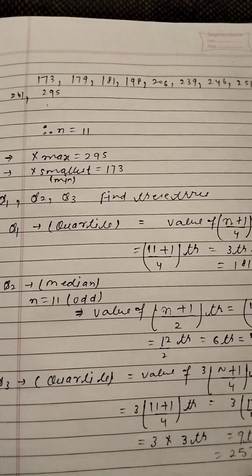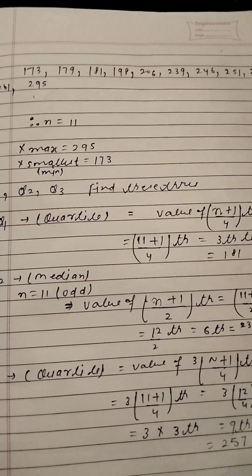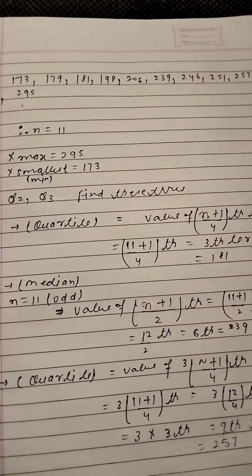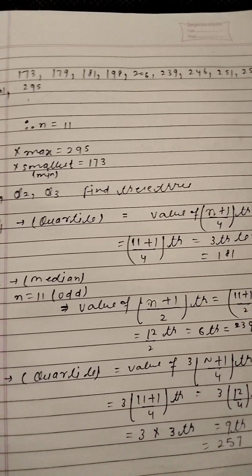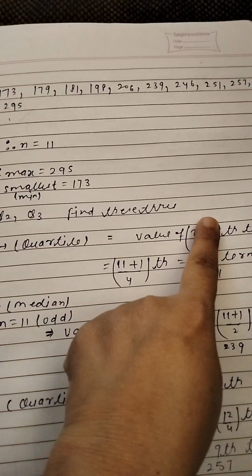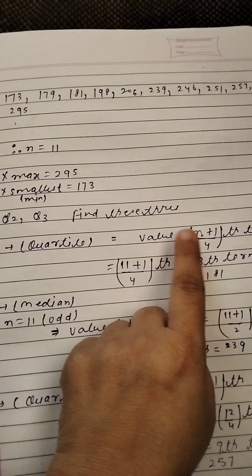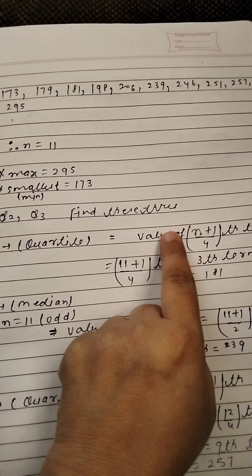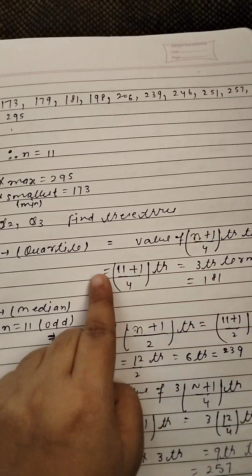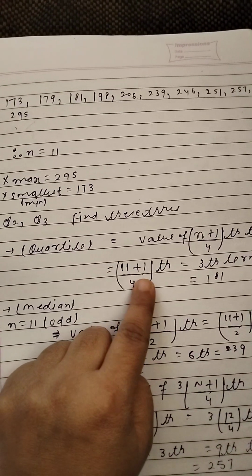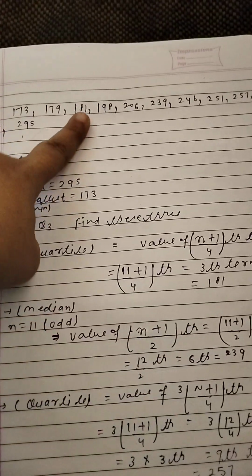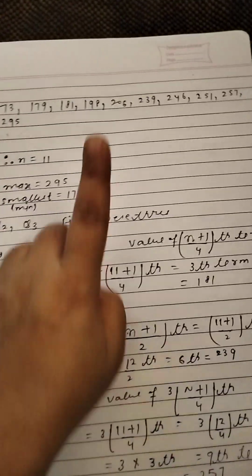Q1, how to find Q1? You already know how to find quartile. Quartile means when we divide the data into 4 parts. Quartile is basically 1 by 4. And we are solving for Q1. It means the formula is n plus 1 divided by 4. If we are solving for Q3, this formula is multiplied by 3. This remains the same. So n is what? n is 11. 11 plus 1 divided by 4 becomes 12 by 4, which becomes 3. And the third term is equal to 181. It means quartile 1 is 181.